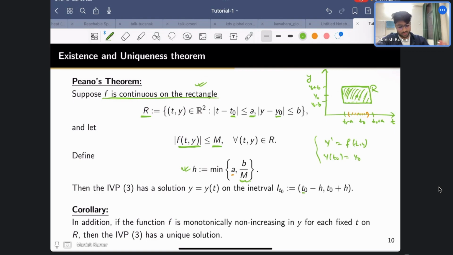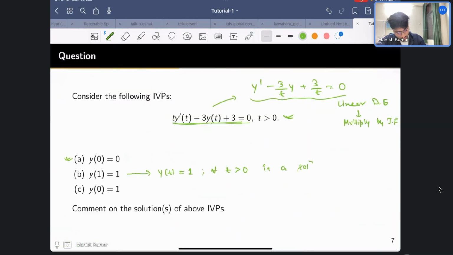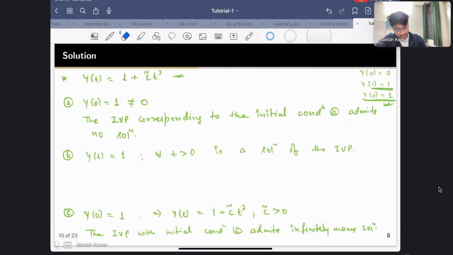But we have seen in this example, here f of t, y, any question?